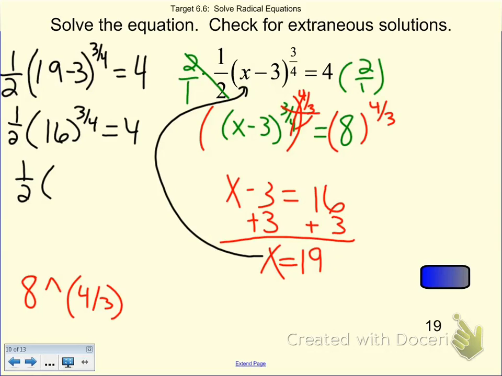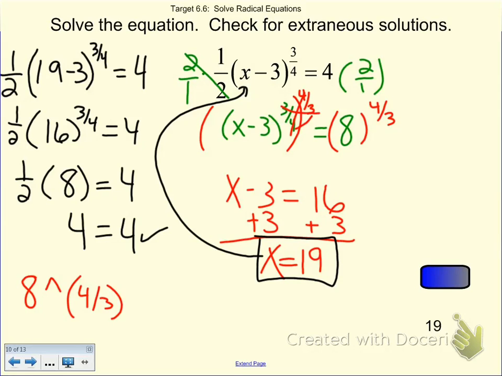Again, you can plug it in your calculator. You can think it through. The 4th root of 16 is 2, and then 2 cubed is 8. 1/2 times 8 is 4, and does 4 equal 4? Yes, it does. So x equals 19.